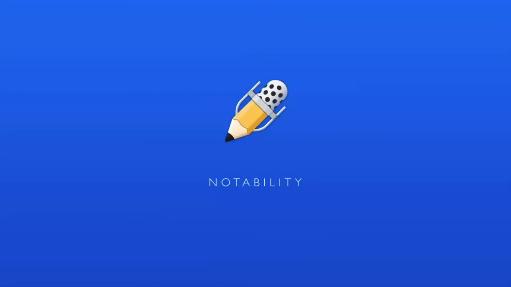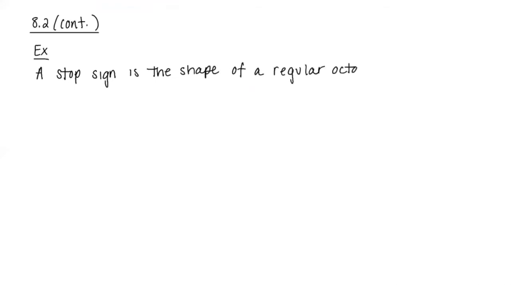So with that, we're going to jump into an example to start. And it tells us a stop sign is the shape of a regular octagon. We're going to determine first, A, the measure of an interior angle.